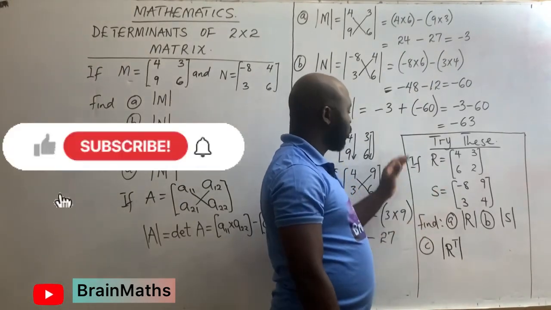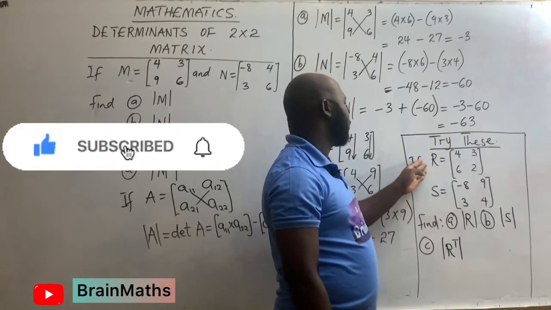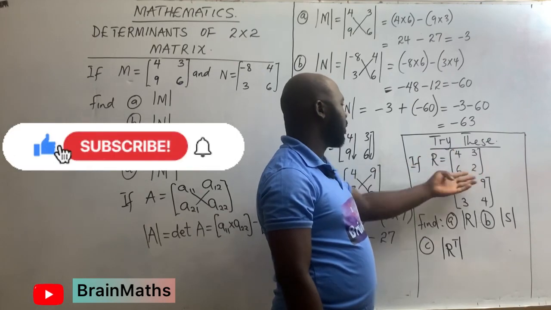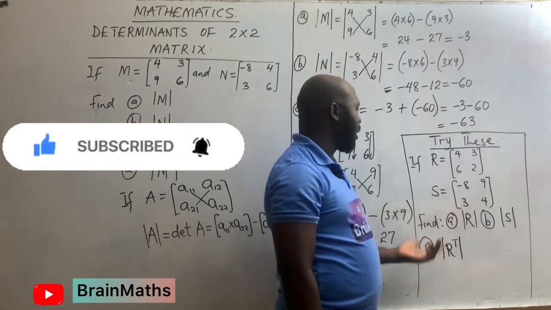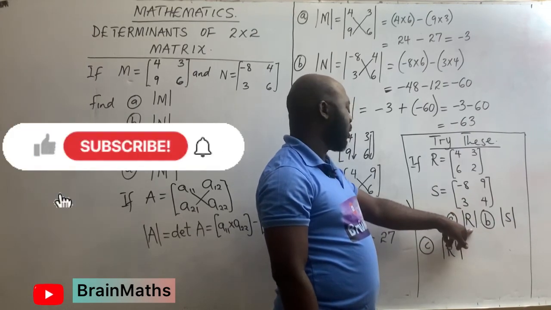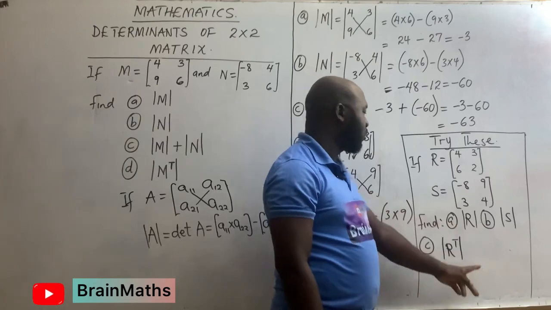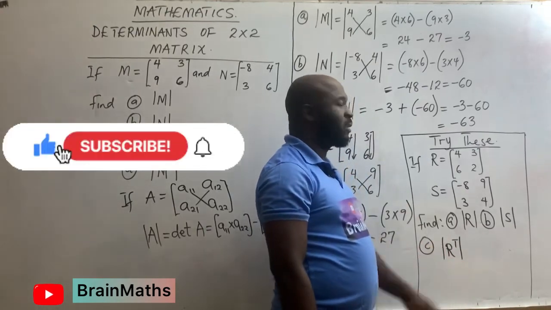I'm going to be leaving you with this question on the board. We have matrix R, 2 by 2, and another matrix S, another 2 by 2. You are expected to find the determinant of R, the determinant of S, and at the same time find the determinant of R transpose.